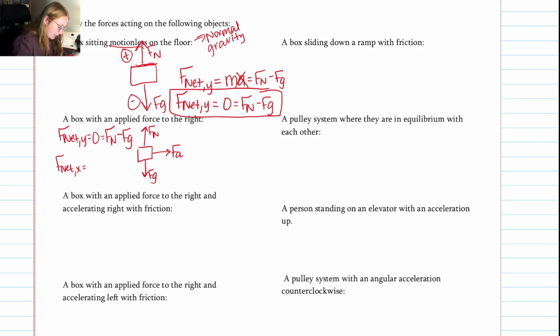For F net x, since I only have an applied force to the right, I really should have an acceleration. So I'm going to put ma. It is accelerating. There's only one force, and that one's to the right. There is no force to the left. So there has to be some sort of acceleration. But there's only one force, so it should just equal Fa. Whatever Fa is, that's going to control the acceleration.